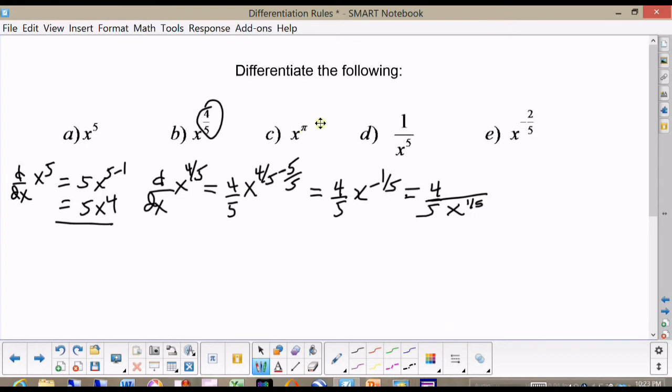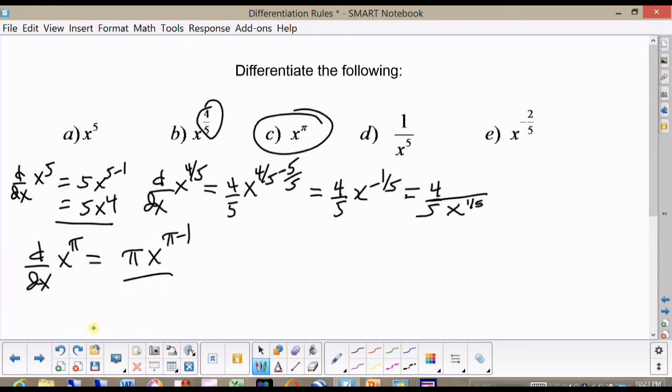Now, as we said, the n could be an irrational number like pi. So d dx of x to the pi power is going to be the power, which is pi, x to the pi minus 1. And that's the answer.